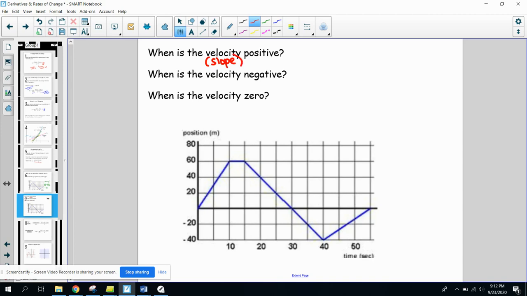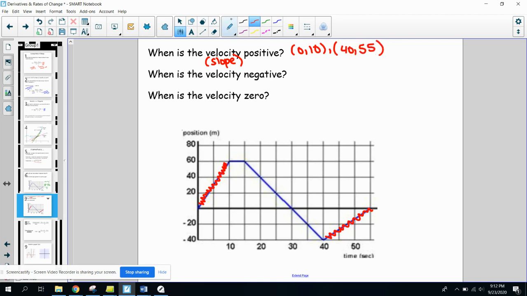So when is the slope positive? We want to know when the velocity is positive, so we're looking for the slope. When we look at this, I'm just going to color it in here. So positive slope would be here, and then we also have a positive slope here. So it is positive on the intervals from 0 to 10, and then also again from 40 to 55.